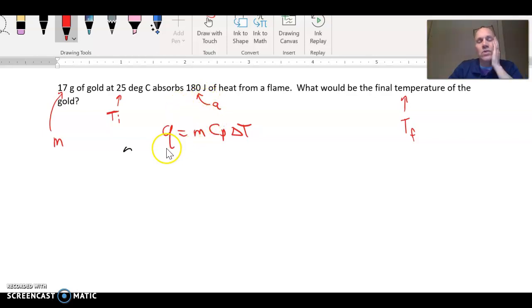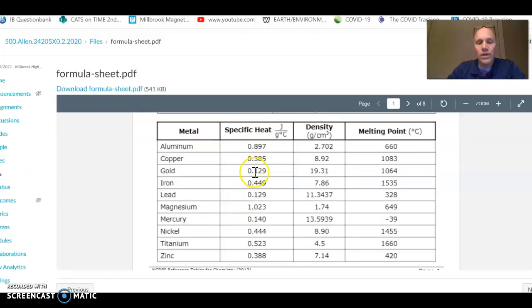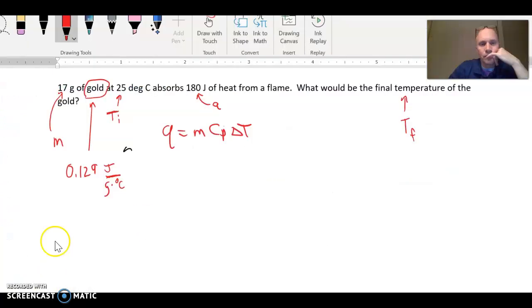Is there anything else that we could get? There's one more thing we can get from this problem, and that has to do with the fact that we know the material. Gold. If it's at 25 degrees Celsius, it's going to be solid gold, and if it's gold in its solid form, we know that its specific heat is this value right here. So let's go through this problem. I know Q, I know M, I know Cp. The only thing I don't know is delta T. And if I've got one thing that I don't know, I can solve for that.